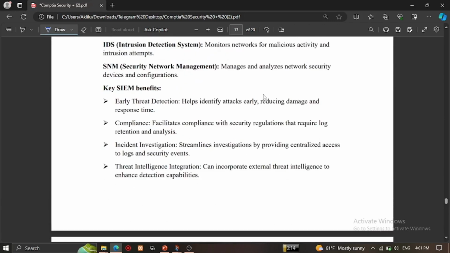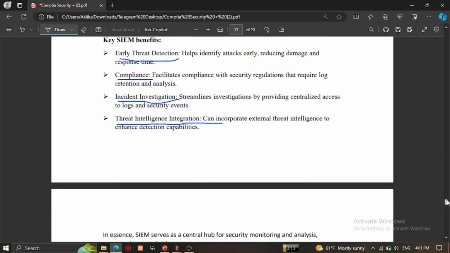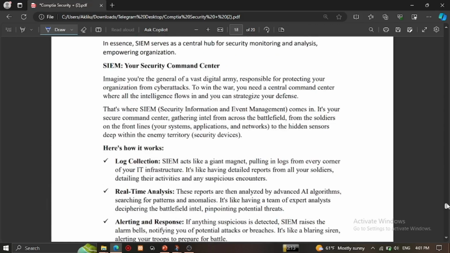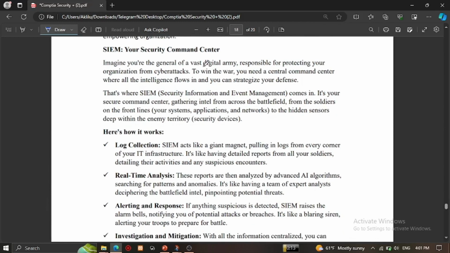So the key benefits of SIEM: they have early threat detection, they facilitate compliance with security regulations, they help investigate incidents, and they have threat intelligence integration that is related with artificial intelligence cases. So if you are a digital army, SIEM is simply protecting your organization from cyber attacks. It is your security command center.